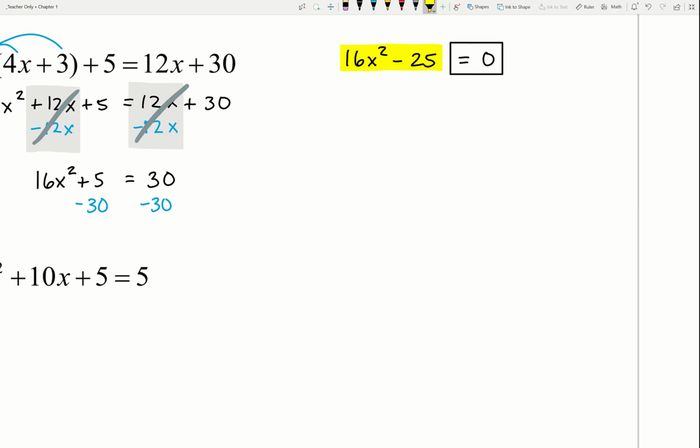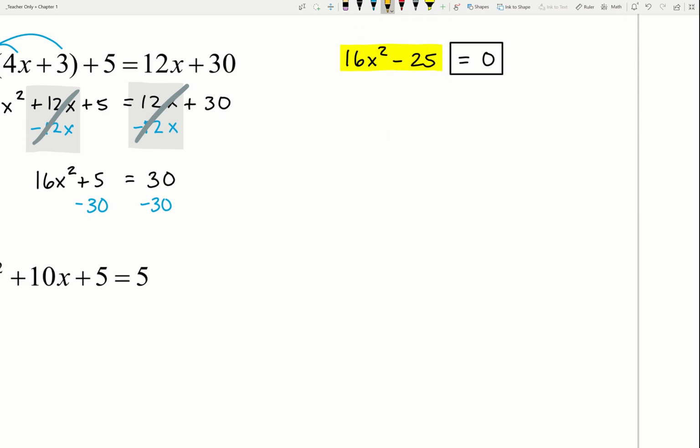I see numbers like 16 and 25. These are perfect square numbers. I'm seeing this exponent of 2 right here. That is a dead giveaway. I see we have a minus sign. That's a difference, right? So these are all flags that this is going to be a difference of two squares. We can go ahead and factor that into u plus v times u minus v, remember.